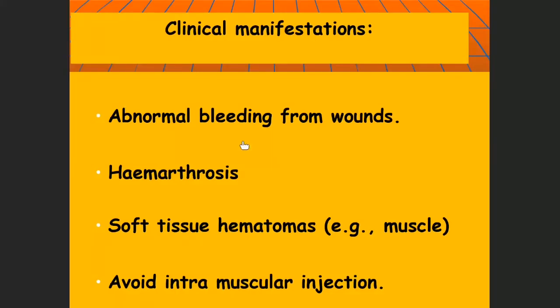Okay, these are the clinical manifestations. Abnormal bleeding from wounds, maybe spontaneous bleeding in severe cases. Hemarthrosis is bleeding into joints, and if this is repeated, you get joint deformities. We get soft tissue hematomas, that is hematomas in muscle, and this is why we have to avoid intramuscular injections. Don't give a hemophiliac an intramuscular injection, to avoid collection of blood in muscles and muscle hematoma.